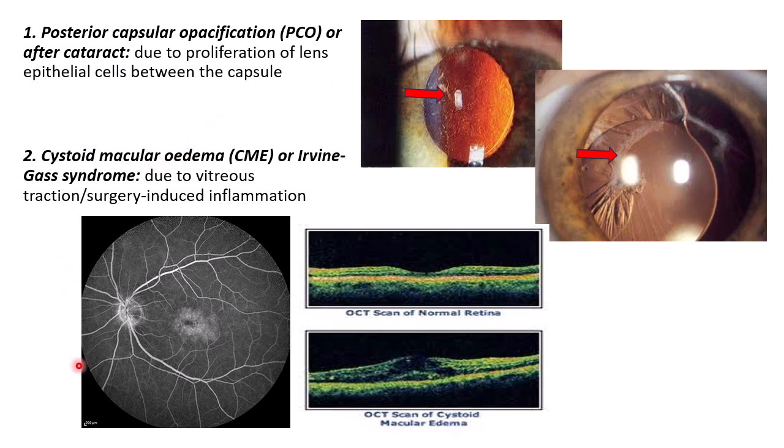Cystoid macular edema. This is a fundus fluorescein angiogram showing leakage at the fovea in a somewhat petaloid pattern. And this is an OCT of the same eye, the normal other eye versus the cyst-like spaces seen at the fovea over here, suggestive of cystoid macular edema. If the cystoid macular edema happens postoperatively, it is referred to as Irvine-Gass syndrome. And why does this happen? It happens because of inflammation and break in the inner blood-retinal barrier.